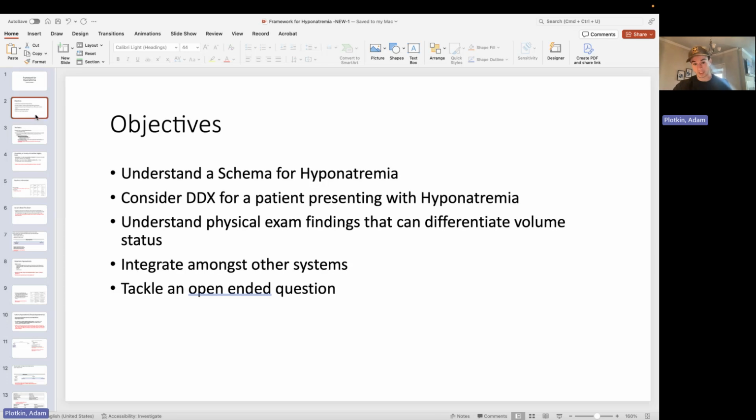So we're going to go through the schema I have for hyponatremia. We're going to go through it many times so you get it down. We'll consider different differentials we should have when we see a patient with hyponatremia. We'll look at some physical exam findings to help us differentiate volume status. We'll integrate a little bit amongst other systems like I always do. And I've got an open-ended question for us at the end.